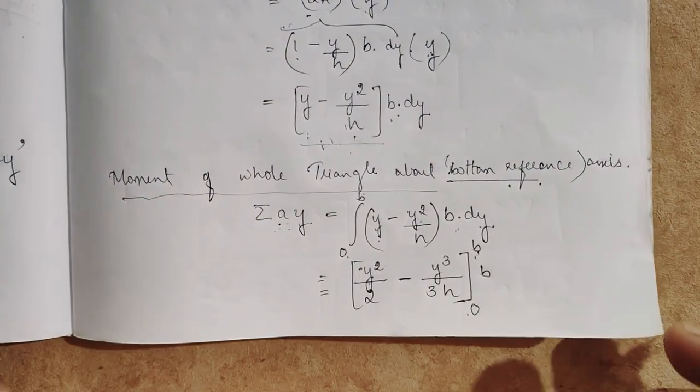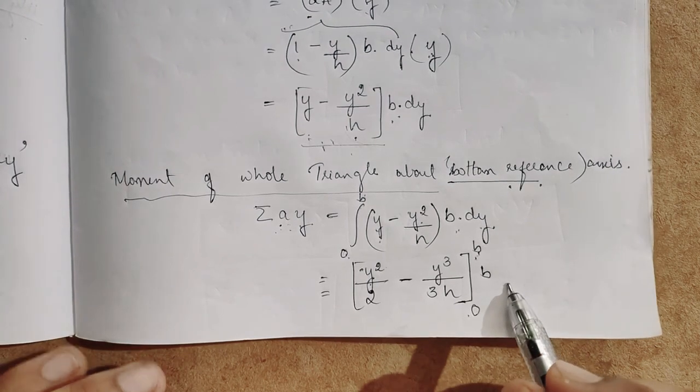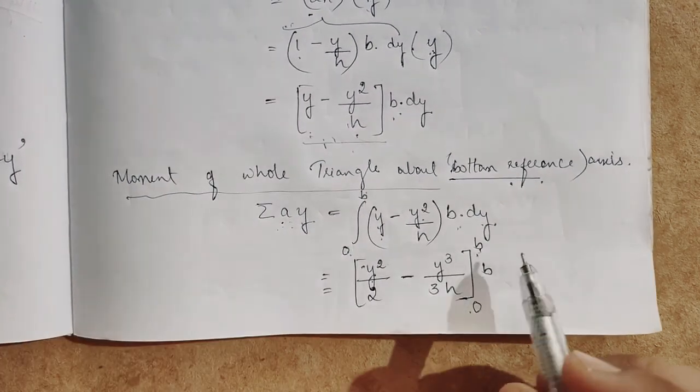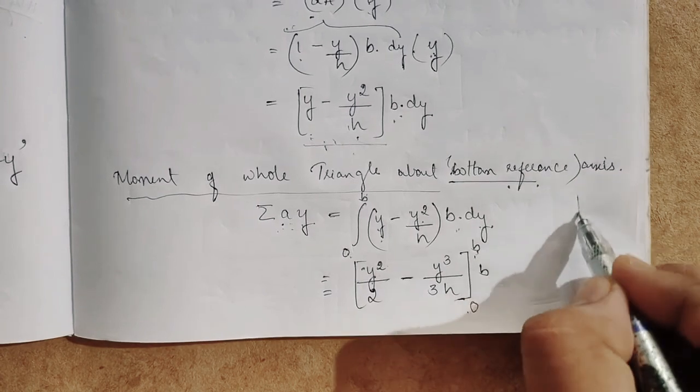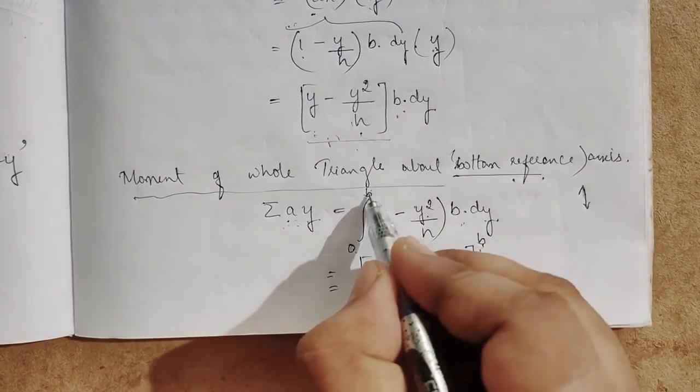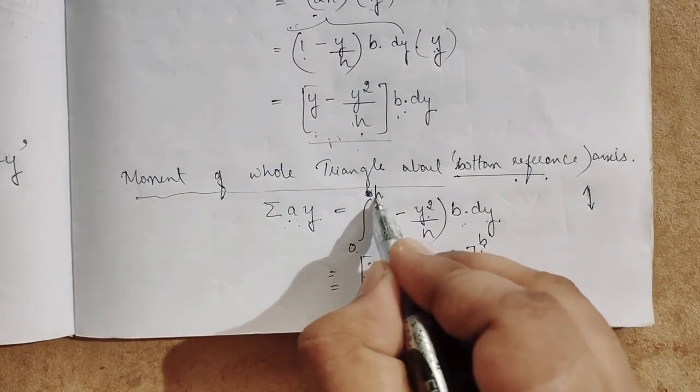So see here students, here we are integrating vertically, right? So it is not b, it is h.